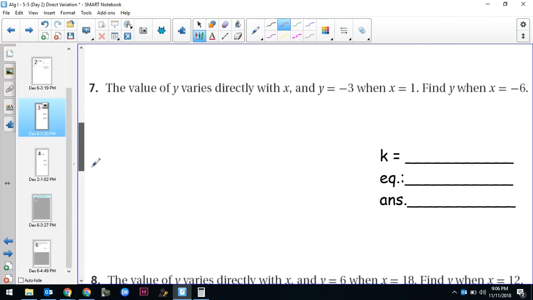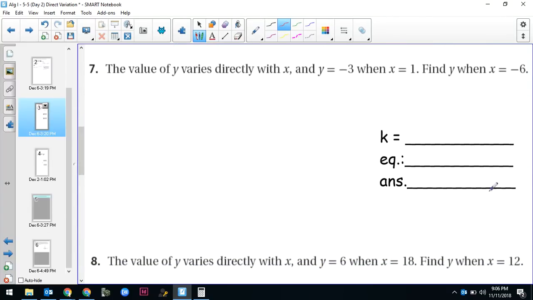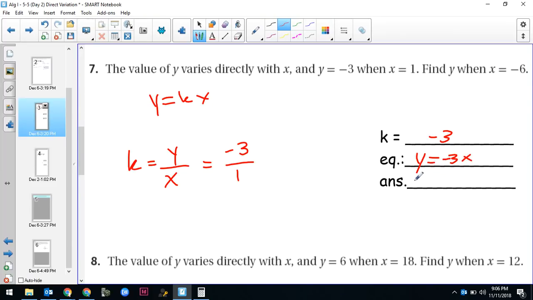All right. Number 7. 7 and 8 are both like one of these problems. So the value of y varies directly with x. So y is equal to k times x, which means that k is equal to y divided by x, which is negative 3 divided by 1. So that means my k value is negative 3. My equation is y is equal to negative 3 times x. And then when I plug that in, y is equal to positive 18. Plug in negative 6 into that equation, I get negative 3 times negative 6 is positive 18.